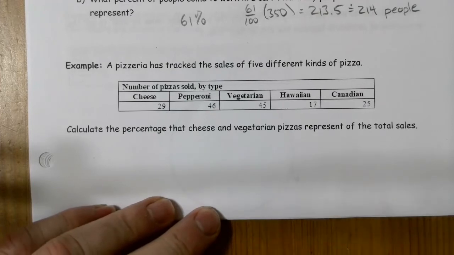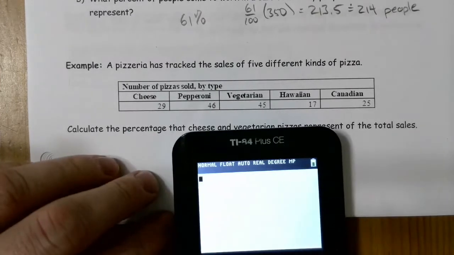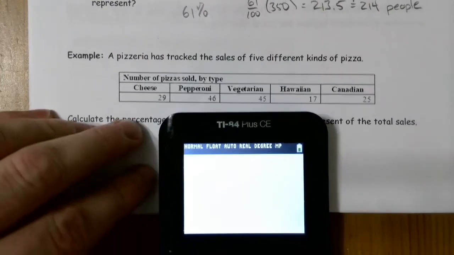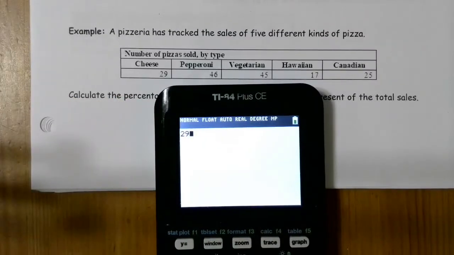First of all, to figure out what the percentage is, I need to figure out what the total is. So let's add those together: 29 plus 46 plus 45 plus 17 plus 25.